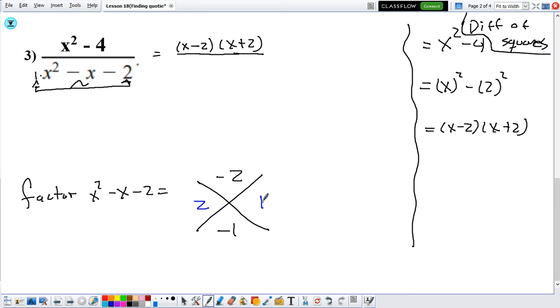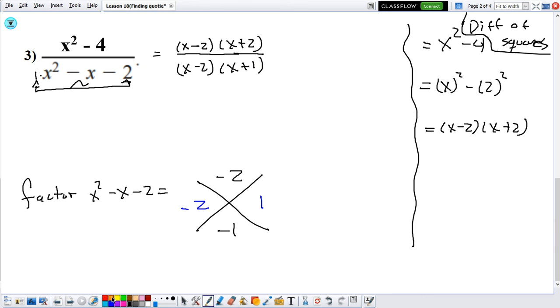Well, I see that 2 times 1 gets me 2, but I want negative 2. So one of them has to be negative. I'm going to put the negative on the 2, because this way, negative 2 times 1 does give me negative 2, and negative 2 plus 1 does give me negative 1. So now that I found these numbers, these are my factors. So the denominator, I can factor out as x minus 2 and x plus 1, which is using the numbers that I found on the x method.